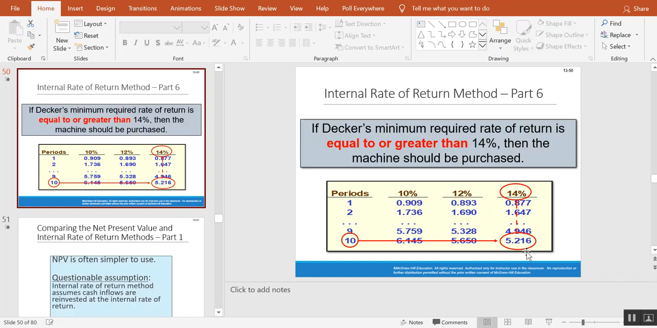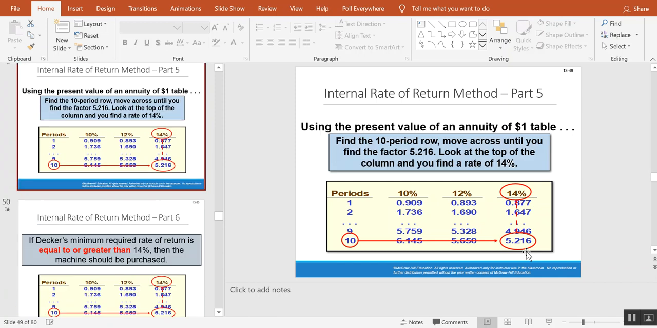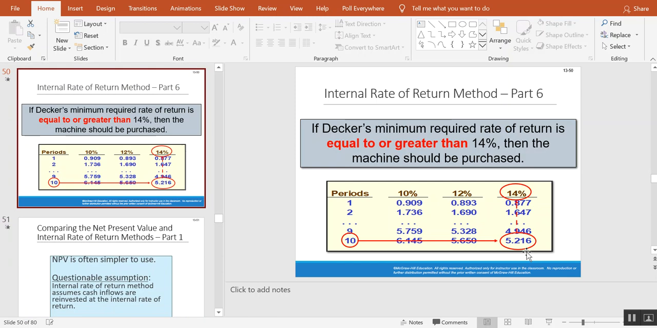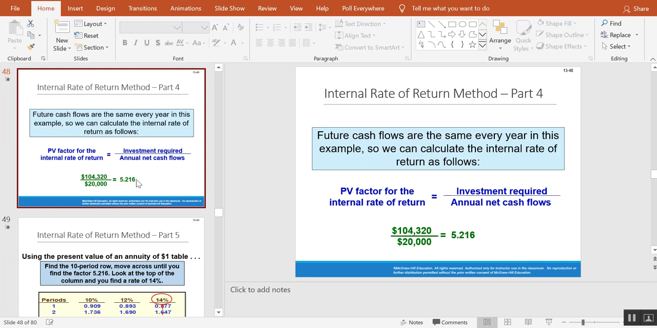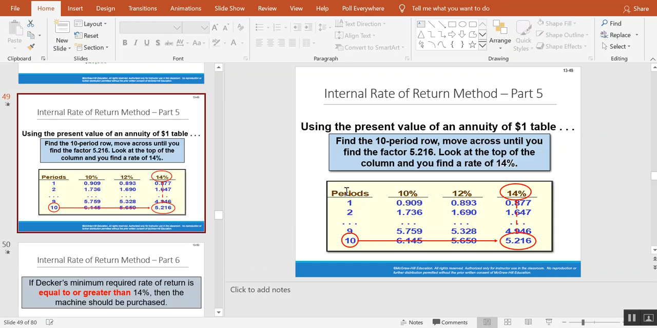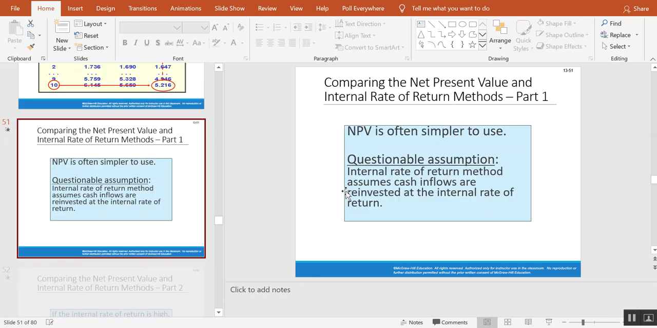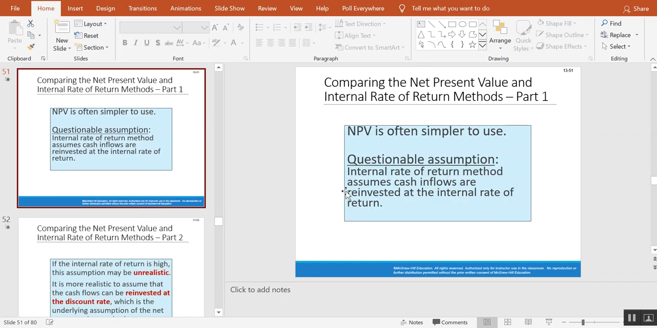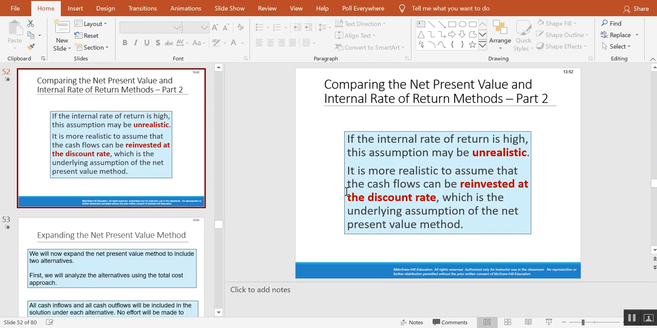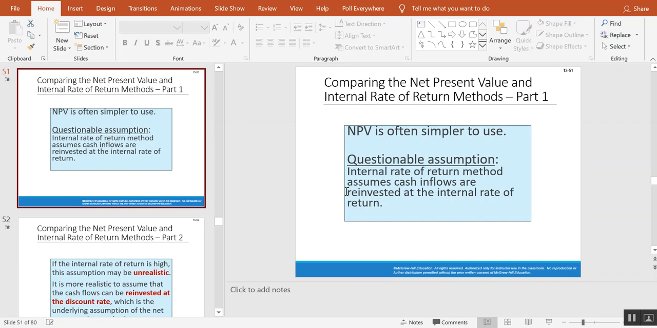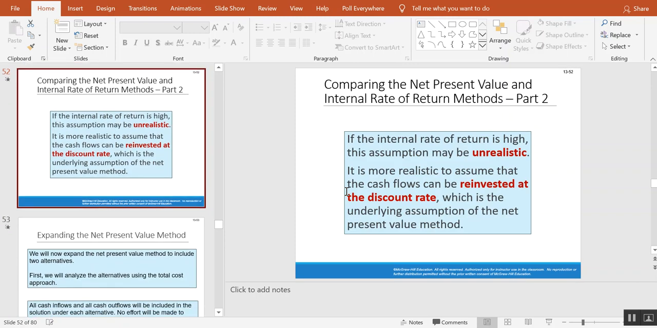That's really a very difficult calculation to make many times, because once you calculate this, the factor you generate is typically somewhere in between factors in the table, and it's very, very difficult to nail that down. So what I'm going to say is a net present value would be the preferred method, and basically we will use that approach.